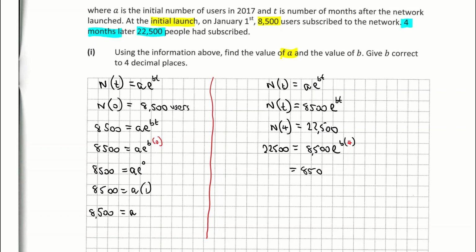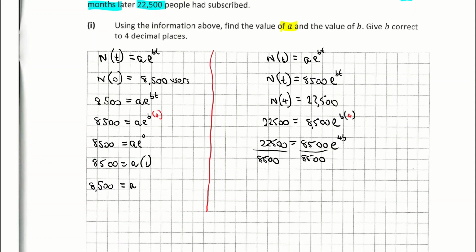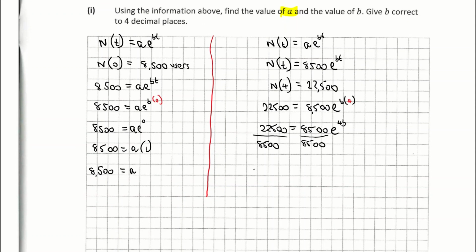So I'm going 8,500 e to the power of 4b is equal to 22,500, and I'm dividing both sides by 8,500, which is giving me on the left hand side, I'm just going to keep it as 22,500 over 8,500. You can simplify it if you want, is equal to e to the power of 4b. I'm going to use my log tables now on page 21, and I'm going to just change that power. Let me just write in my left hand side, and I'm going to change it now to e to the power of b. So that 4b is commutative.